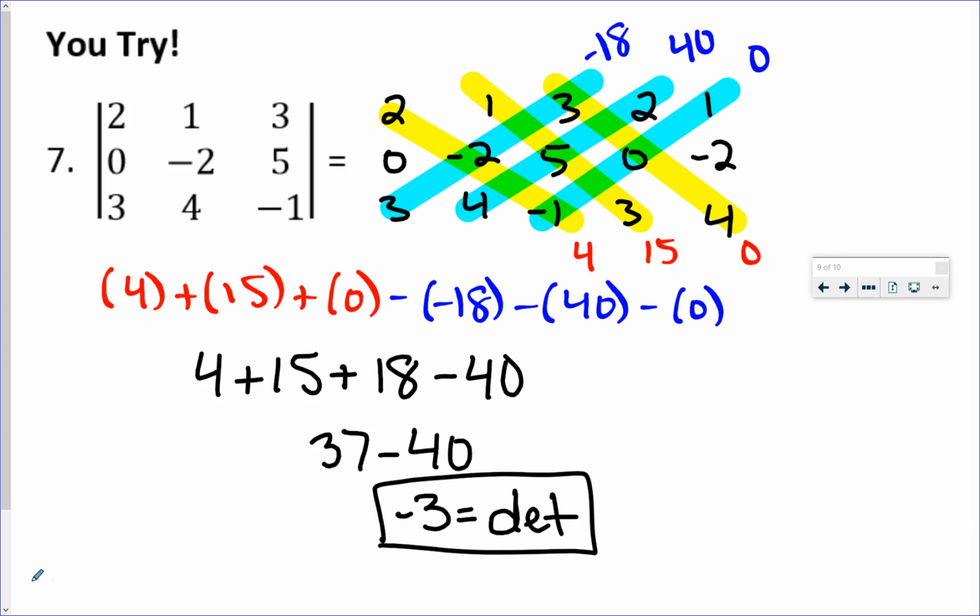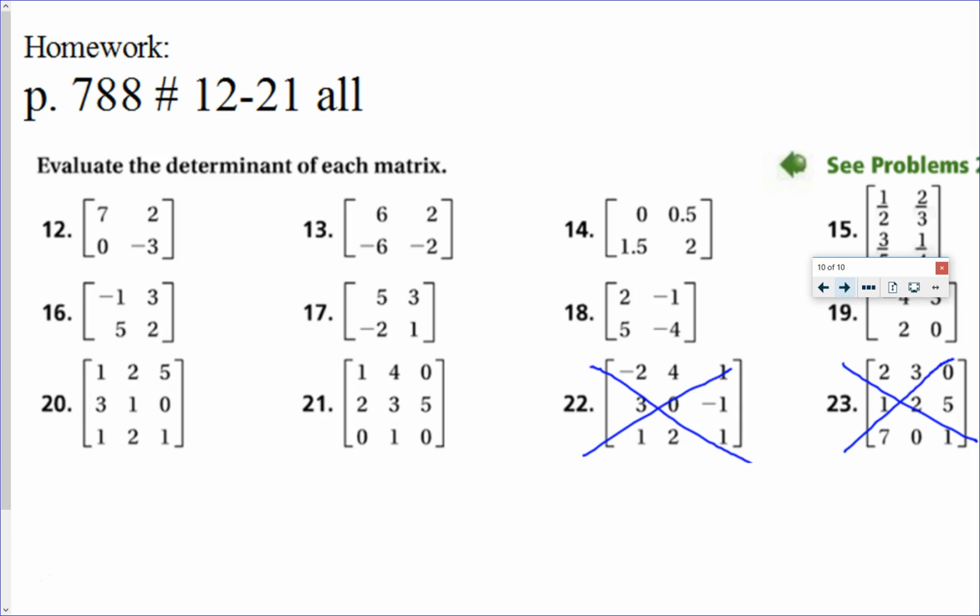My graphing calculator people, if you want to see how to do it to check your answers in the calculator, I will come over and I will show you, okay? You are doing page 788, 12 through 21 all. The first 8 are just 2x2s, and then 20 and 21 are the only 3x3s. All right, please show your work.